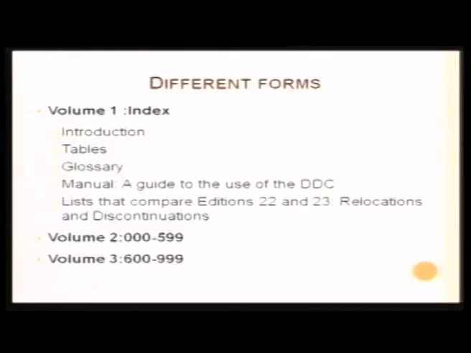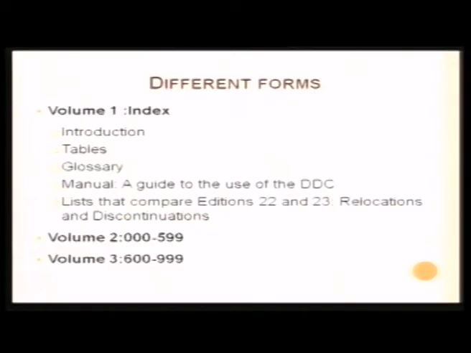Now under different forms, we are talking about the print edition, which has 4 volumes, and volume 1 is the index. It focuses on the introduction, that means what it is about, and the different tables, there are 6 tables, and the glossary, which defines different terms used in these 4 volumes or in classification. Then the manual is a guide to using the DDC. They explain the different ways of classifying, if a particular topic has to be classified at a particular number or it is suggested to classify it somewhere else.